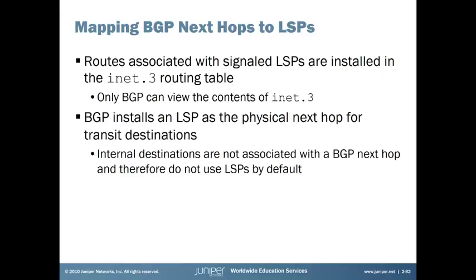So BGP will install a label switch path as the next hop for transit destinations. Internal destinations are not associated with a BGP next hop and therefore do not use an LSP by default.